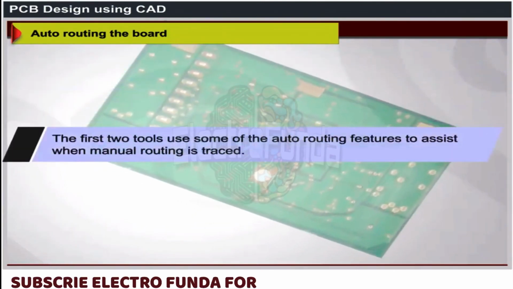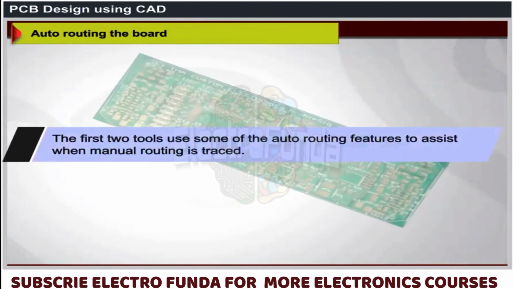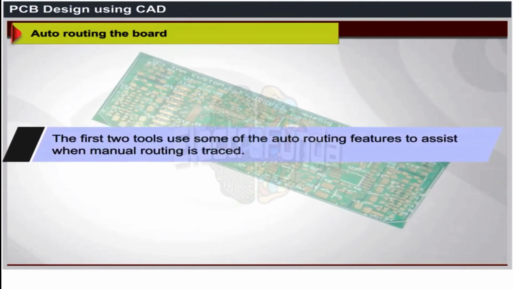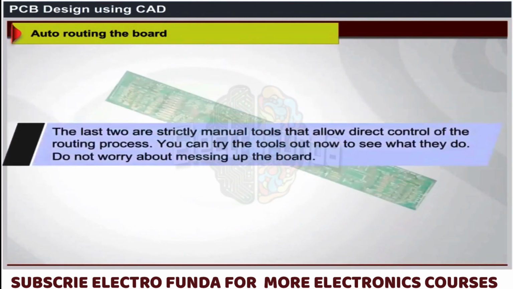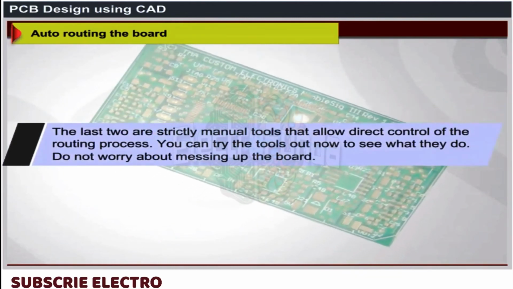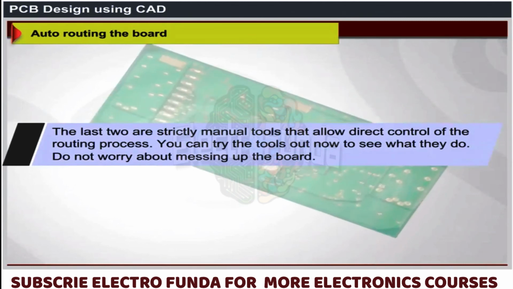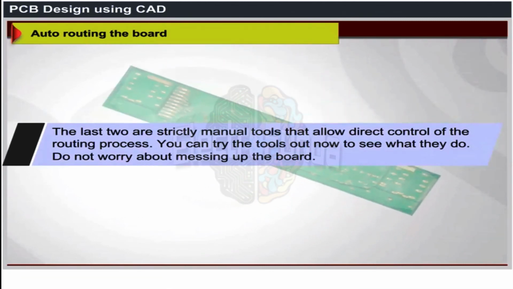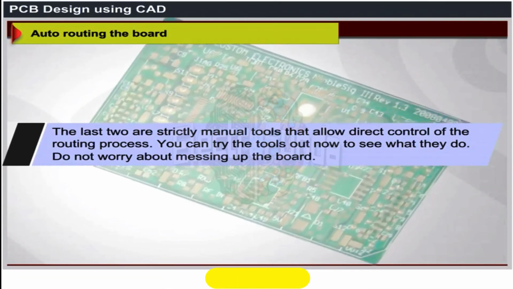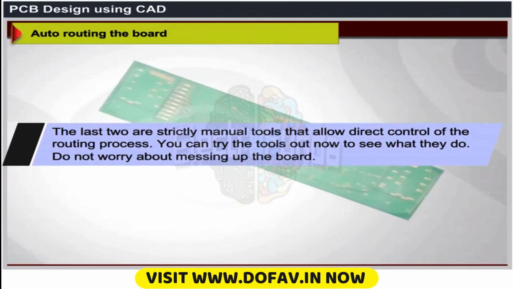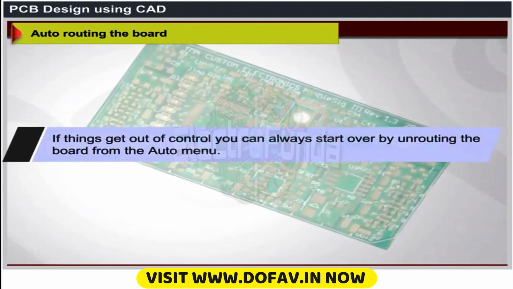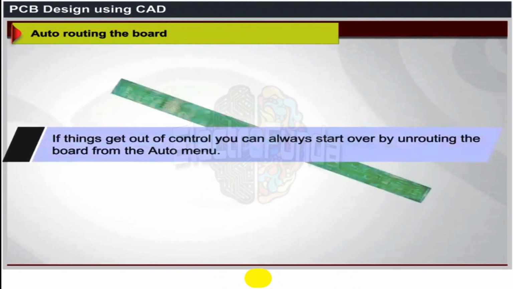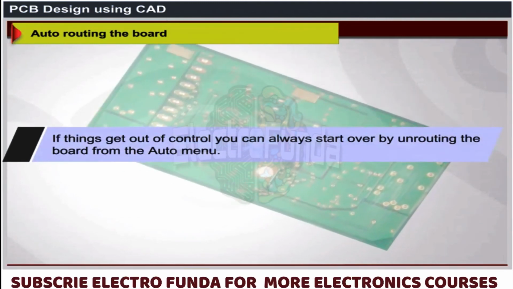Manual routing. The first 2 tools use some of the auto routing features to assist you when you are manually routing traces. The last 2 are strictly manual tools and allow direct control of the routing process. You can try the tools out now to see what they do. Do not worry about messing up the board. If things get out of hand, you can always start over by unrouting the board from the Auto menu.